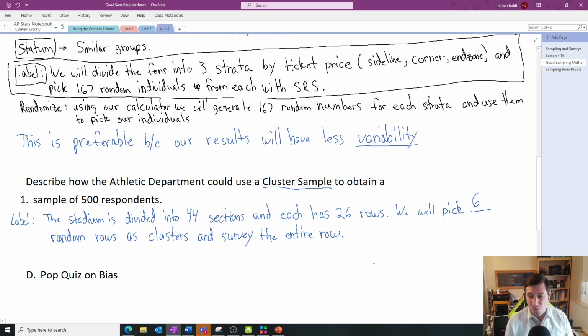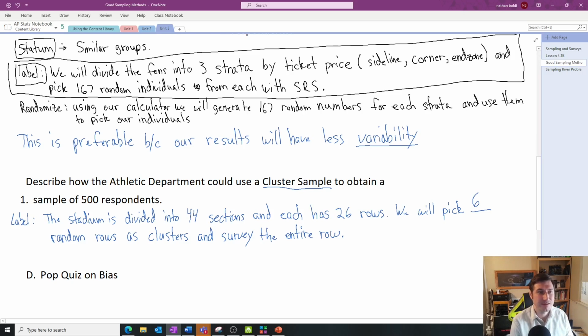Now, what are the benefits here? That's really easy. I only have to go to 6 rows now and ask those people. I don't have to trudge through the entire stadium looking for individual seats or anything. That will be much, much easier if I just go, hey, row B here, could all of you fill this out real quick for me, please? Give it to those 80 people. They fill it out, they give it back to you. Then you move on to the next row, wherever that might be in the stadium. It's much, much easier than doing random people from each section or random people from the entire stadium.